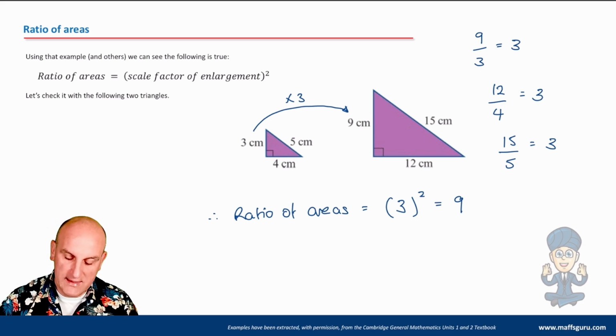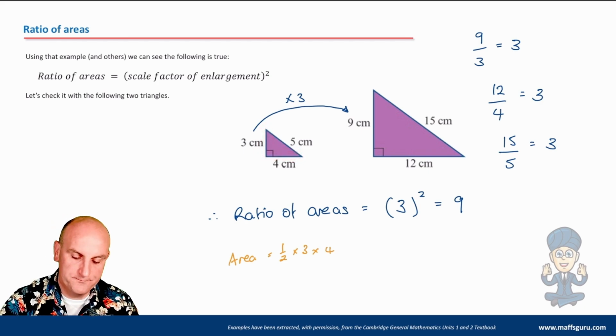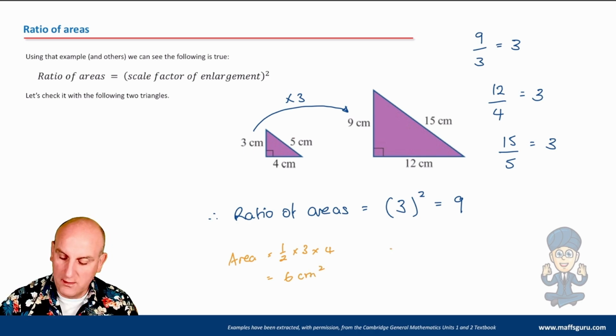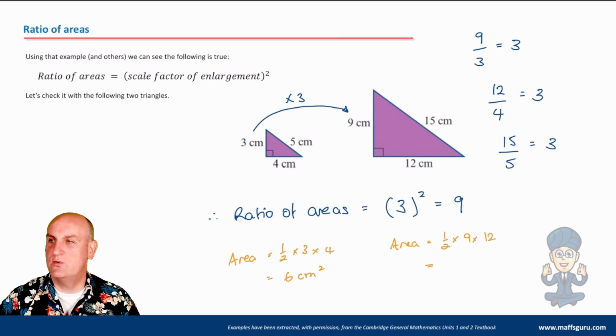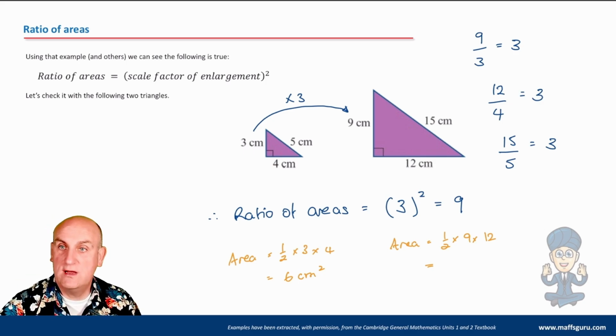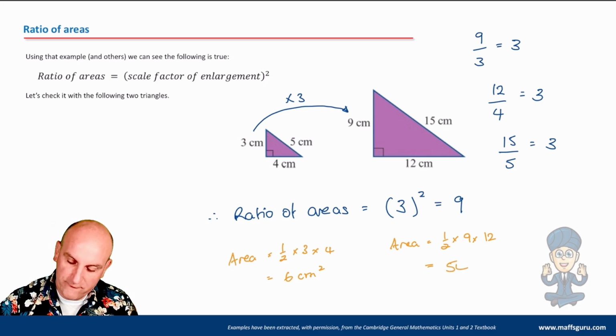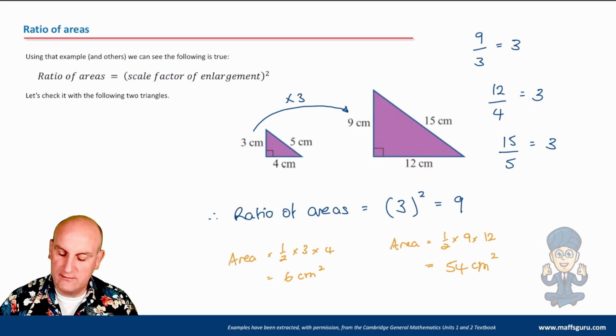So if I was now to work out the areas of each of these shapes, let's just do that to check. The area of that first shape would be a half times 3 times 4. Remember, area of a triangle is half base times height. 3 times 4 is 12, that's going to give me 6 centimeters squared. What about the area of the bigger one? It's going to be a half times 9 times 12. 9 times 12 gives me 108. Divide that by 2 is going to give me 54 centimeters squared.